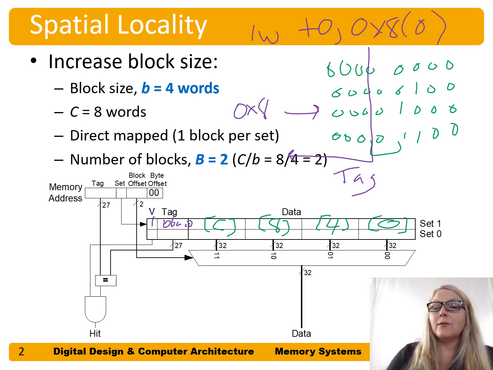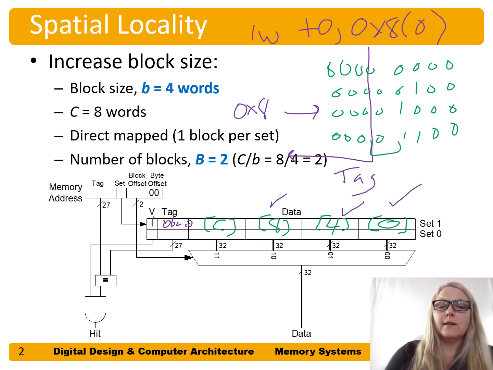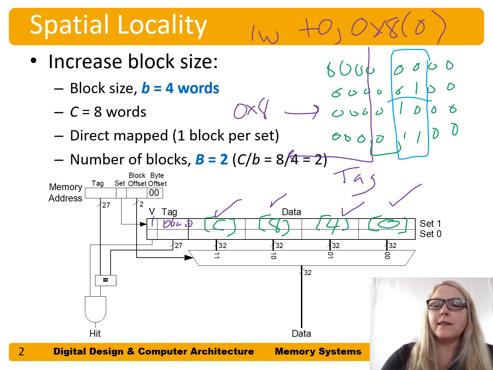If I access that word at address 8, I'd pull in not only the word at address 8, but also the words at addresses 0, 4, and C. So it pulled in that entire block. And now to tell which one I actually want, I'm going to use this block offset. It's here to tell me which word I want. For address 8, I say, okay, I want this word. That's the one I actually want.